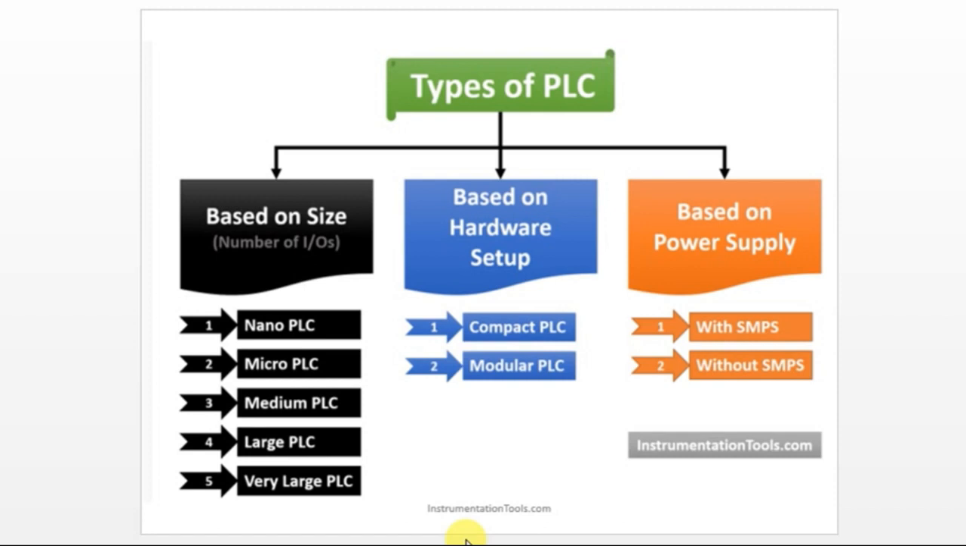Let's move on to the types of PLC. Before entering into the types, we have three major classifications. One is based on size, the second is based on hardware setup, and the third is based on power supply. Let's start with based on size. Based on size, we have five types: nano type PLC, micro type PLC, medium type PLC, large type, and very large type. The difference between these five mainly depends upon the number of IOs. Nano PLC will have very few IOs, below 10, and very large PLCs can have 10,000 or 20,000 IOs.